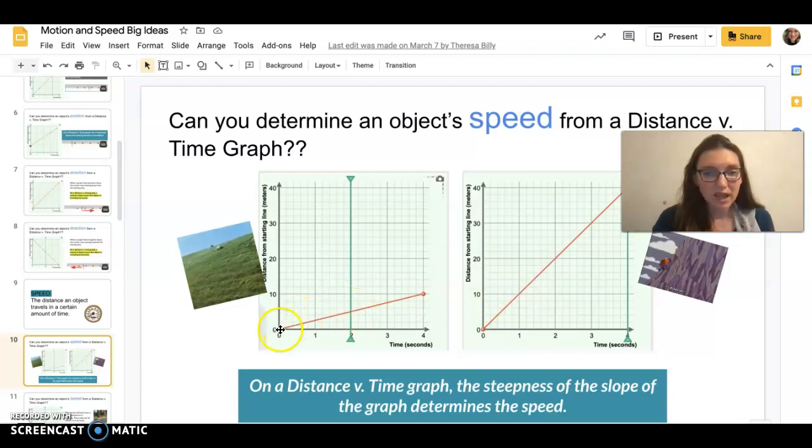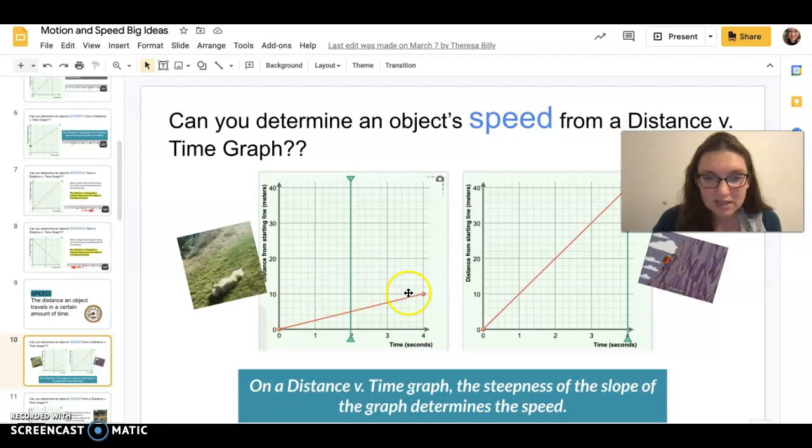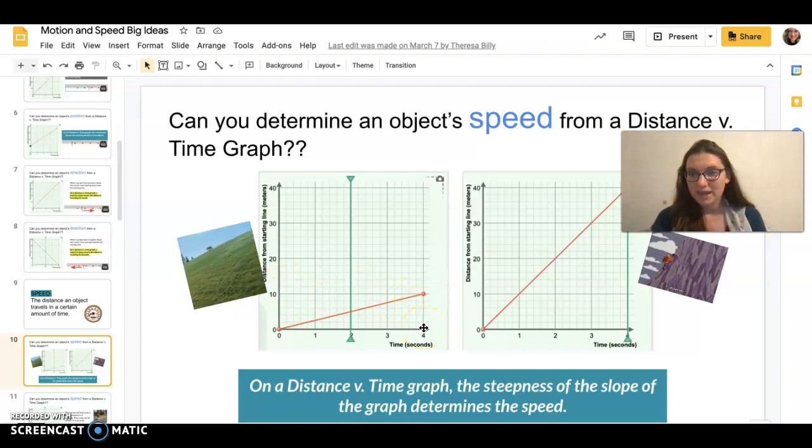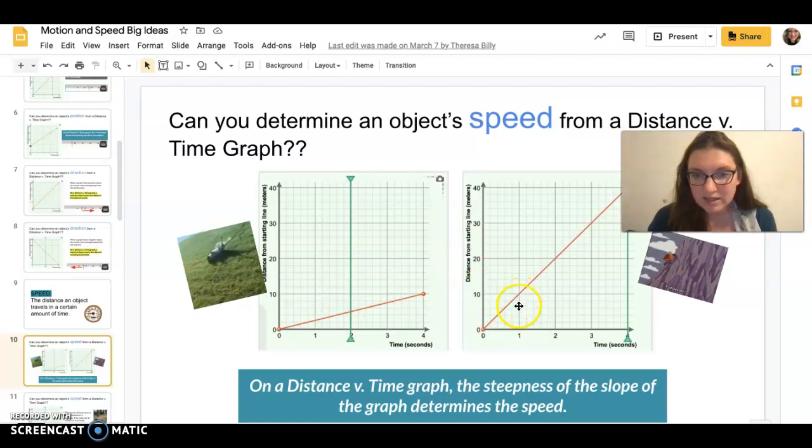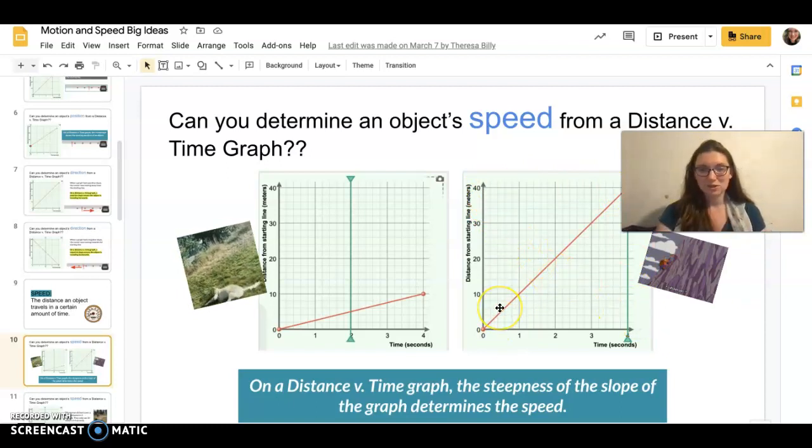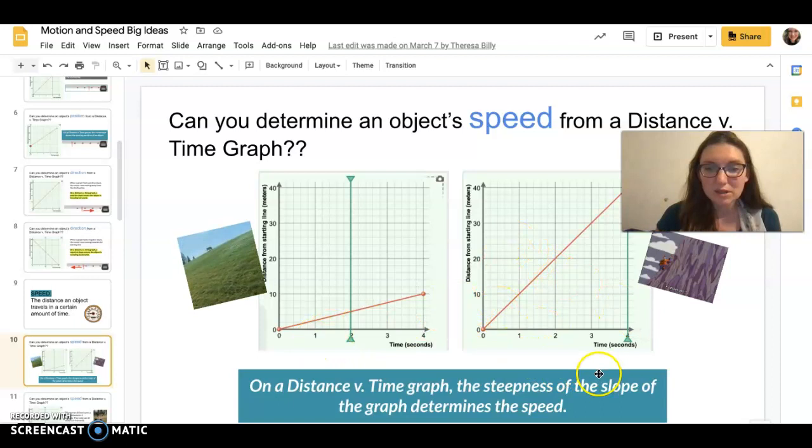So we're always looking at rise over run. So I see here that in 4 seconds they moved 10 meters. So I could do 10 divided by 4 to find that 2.5 meters per second. Whereas here I can look at 10 divided by 1, so 10 meters per second, or 40 divided by 4 is also going to give me 10 meters per second. So the steepness of the slope tells you the speed.